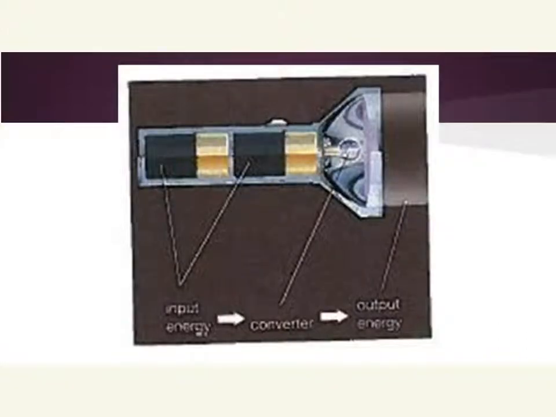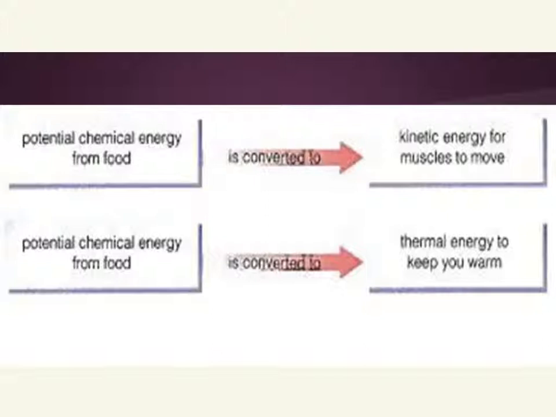Very simple diagram you can see here just with a flashlight. The input energy is the two batteries right here. The converter is the switch right here, taking the energy from the batteries, and the output energy would be the light energy that we see when you turn a flashlight on.